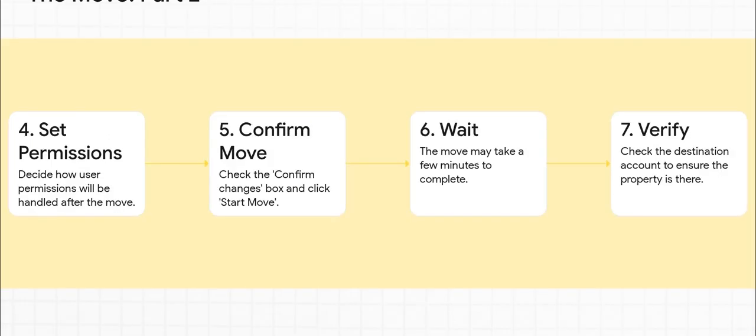The second half of this is just as simple. You'll make that choice about permissions. We'll dive deeper into that in just a second. Then you just check the Confirm Changes box and hit Start Move. Now, don't get alarmed when you see a warning about data sharing settings. All it's saying is that the property will just adopt the settings of its new home, which is exactly what we want. Then you wait a few minutes for Google to do its thing, and you can go check the new account to see your property sitting right where it belongs.